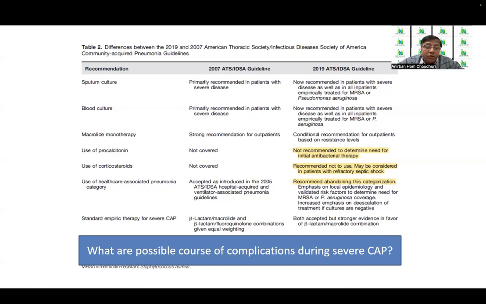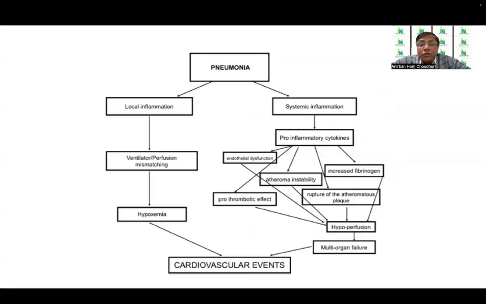So what are the possible courses of complications during severe CAP? There is pneumonia. There can be local inflammation or systemic inflammation. If there is local inflammation, there can be VQ mismatch, hypoxemia, and cardiovascular events. If there is systemic inflammation, then some pro-inflammatory cytokines will be released, and some anti-inflammatory cytokines will be released. All of this together will have a prothrombotic effect, and will also cause atheroma instability, increased fibrinogen, and rupture of atheromatous plaque. All of this, including the endothelial dysfunction, will lead to hypoperfusion, leading to organ failure.